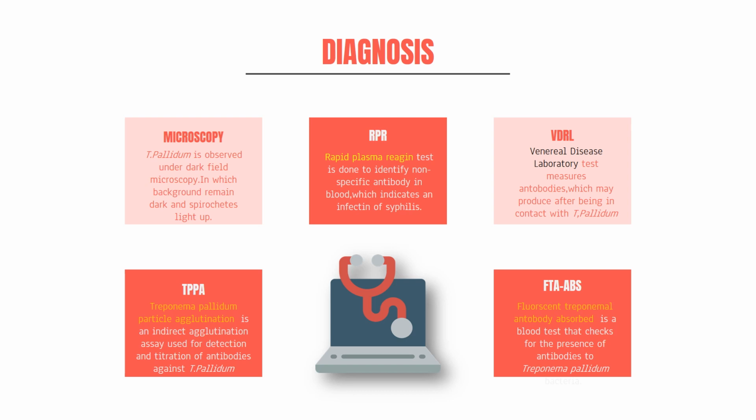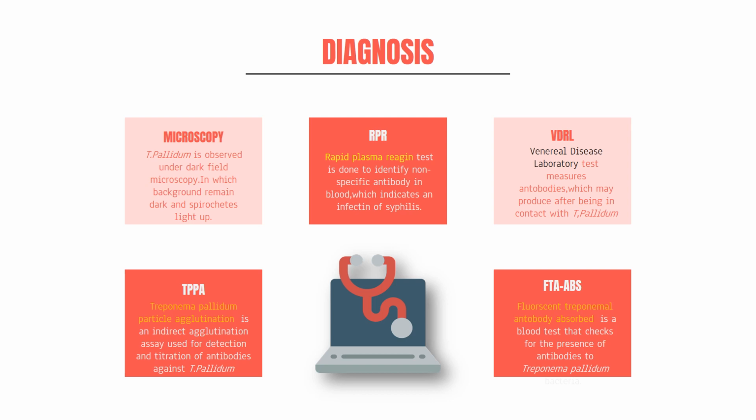Diagnosis. How to diagnose syphilis? So first one is the microscopy. As I told earlier, Treponema pallidum is observed under the dark field microscopy, in which the background remains dark and spirochetes light up. And next one is the RPR, rapid plasma reagin test, which is done to identify the non-specific antibody in blood which indicates the infection of syphilis. As I told, the Treponema pallidum has 3 types of antigen, so our immune response will produce antibodies which can be identified in this test.